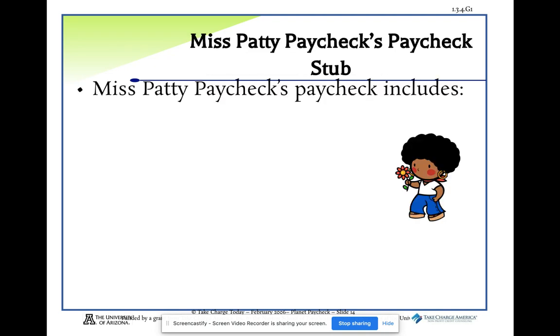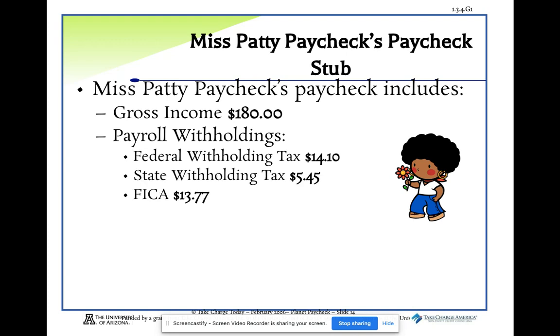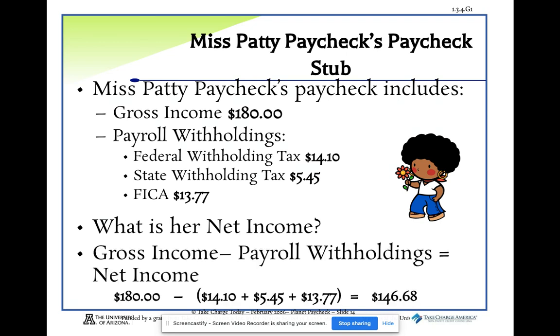Net income. So if we look at Miss Patty's net income, her gross income we said was 180. Her withholdings from tax are 1410, 545, and 1377. So those things that are taken out of her paycheck come down to her net income. If we subtract those 3 numbers from 180, we'll get her net income, which is going to be 146.68.